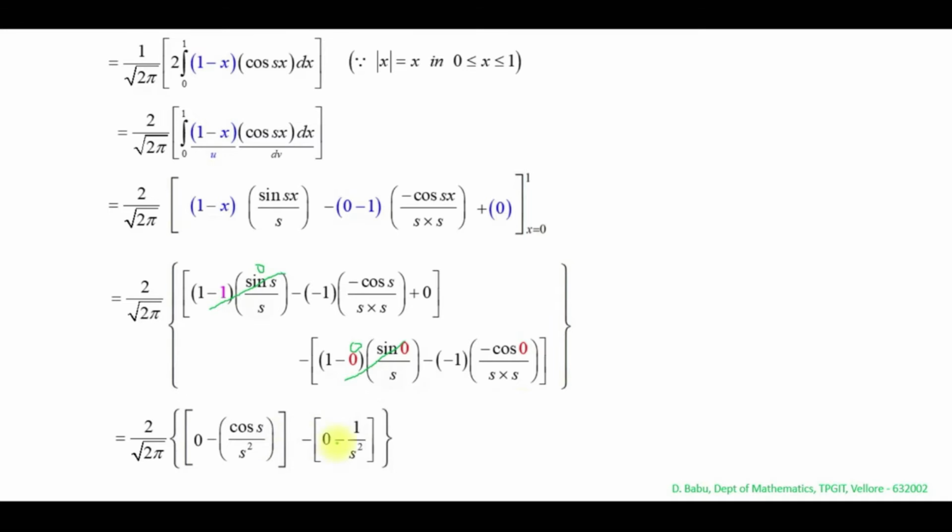Here minus into minus plus 1 divided by s square. Here minus cos s divided by s square. So s square is common. So numerator is 1 minus cos s. So first write the positive term, minus into minus plus. So 1 minus cos s divided by s square.